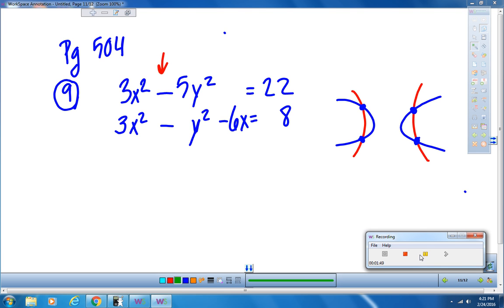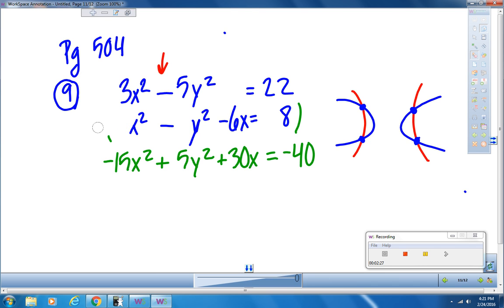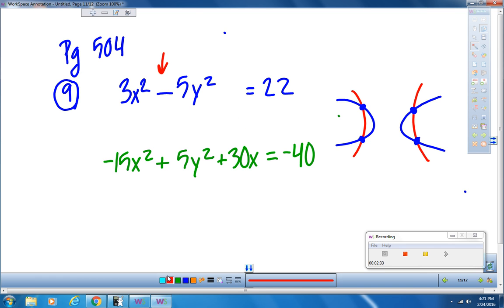To eliminate my y squareds, I'm going to multiply this second equation by -5, so we can add straight down. My new equation, if I distribute my -5 in, is -15x squared plus 5y squared plus 30x equals -40. That takes care of this second equation. It's the same thing, just with a new constant multiplied in. Now I'll add these together.